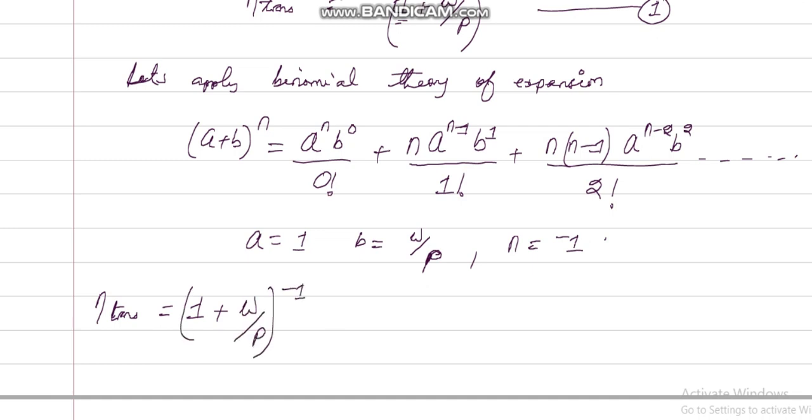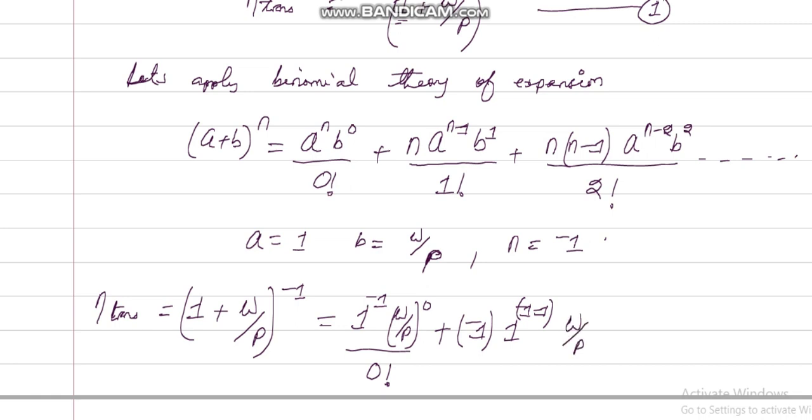So now our a is 1, a power n is 1 power negative 1. Okay? Plus b power 0. What is b? b is w over p power 0, the whole divided by 0 factorial, plus n. What is n? n is negative 1. What is a? a is 1. What is n? Negative 1 minus 1. Okay? This one over b power 1. b is w over p power 1, the whole divided by 1 factorial, plus other terms. We stop here and take the first two terms.